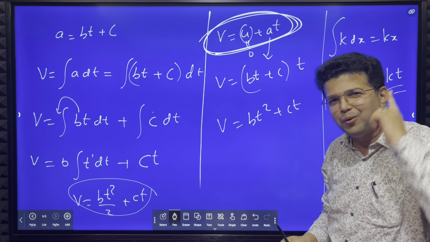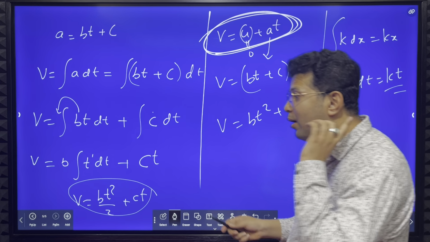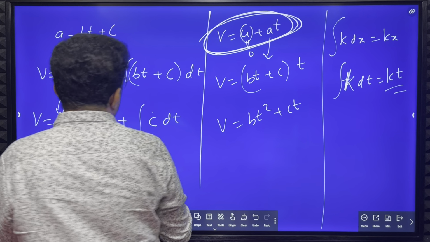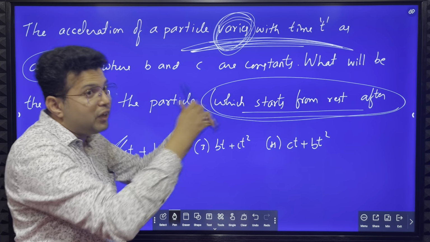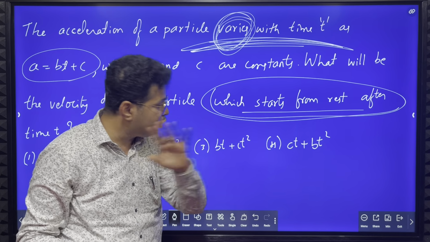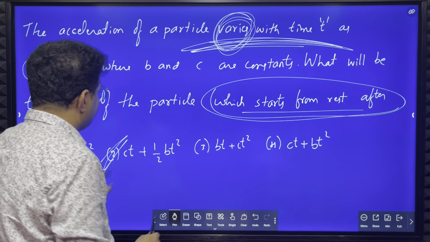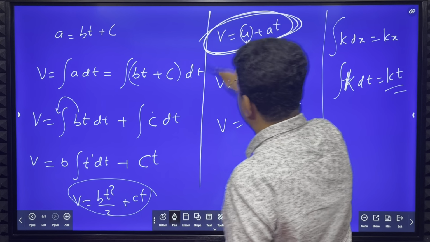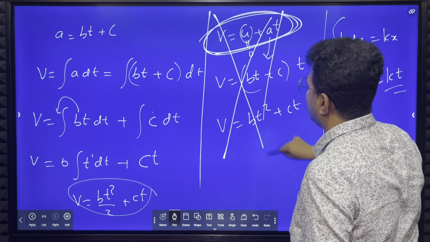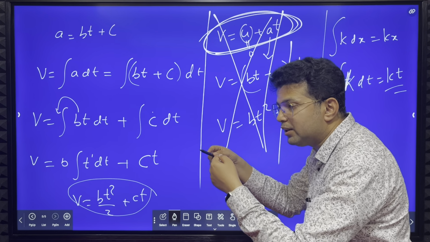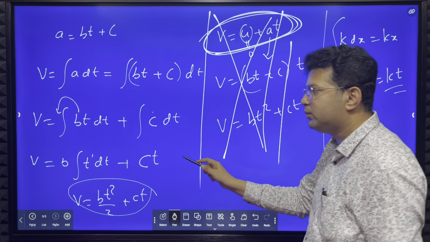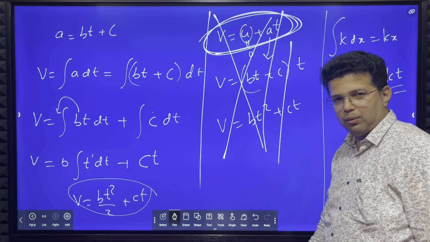But here in the question, they've told that acceleration is varying with time. So we should not use equations of motion. We have to use integration. Therefore, this is wrong. You have to observe whether the acceleration in the problem is constant or variable. You have to observe. Then you have to solve the problem.